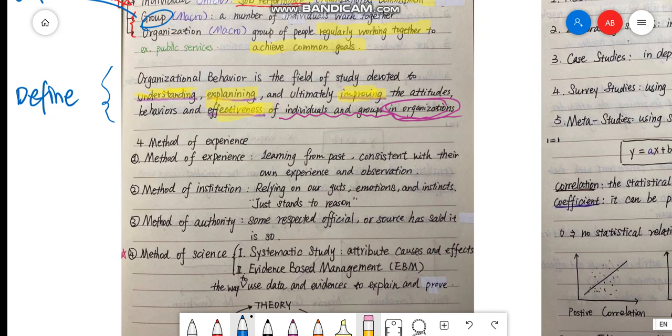And then there are four methods of understanding OB. OB, what is OB? Just organizational behavior. So method one is experience. Experience is easy to understand because it's just learning from the past. This is the key. If you're learning from the past, then you will know experience.